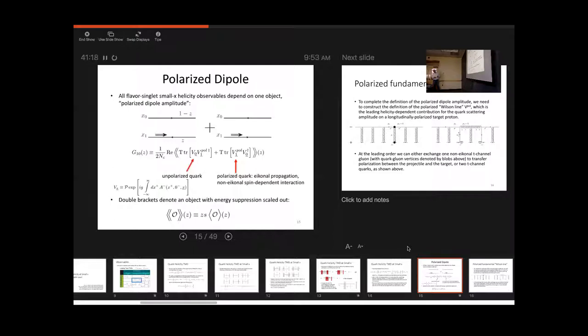So we have this operator, which is a function of z. Double angle brackets means that we have scaled out the energy dependence. Usual target averaging in CGC is single angle brackets, and we multiply it by zs, because we know this object is sub-eikonal, energy suppressed. So we want to remove this suppression by multiplying by zs and get these double angle brackets.